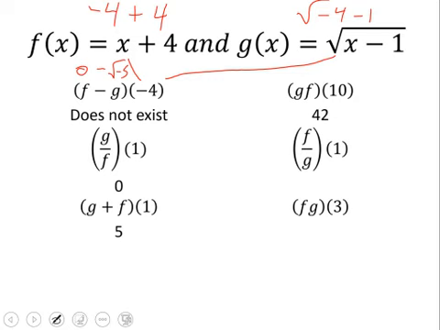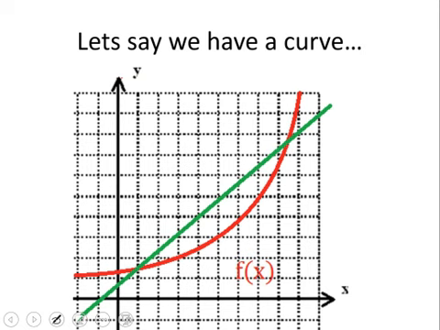Next one, f over g of 1. So plug in a 1, we end up with 5 over 0, which means it does not exist. And the last one, f times g of 3. You plug a 3 into the f, and you get a 7. You plug it into g of x, and you get the square root of 2. So we got 7 square root 2. All right, so that's solving those.